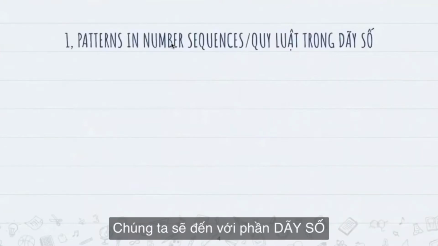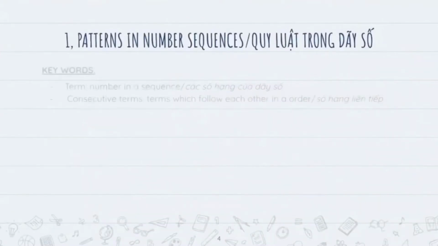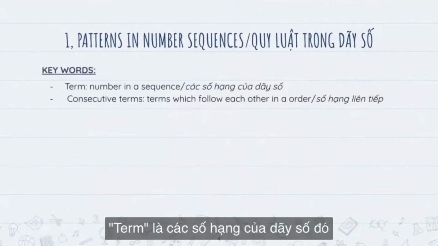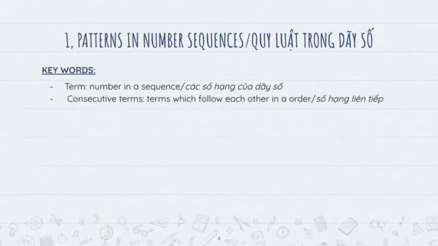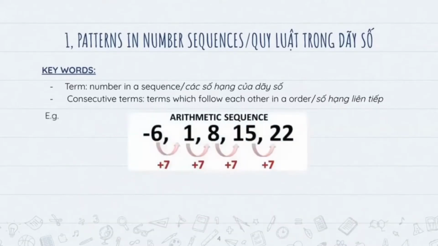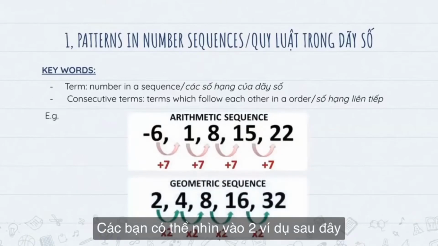So first one, number sequences. Firstly, you need to know some keywords. A number sequence is an ordered set of numbers with a rule to find the number in that sequence, which is called a term. And the terms that link from one to another straightforwardly are called consecutive terms. So you can see the two examples here.